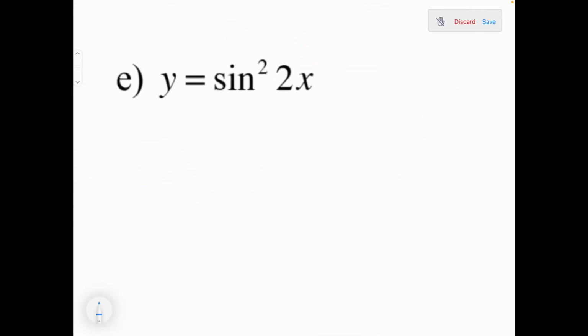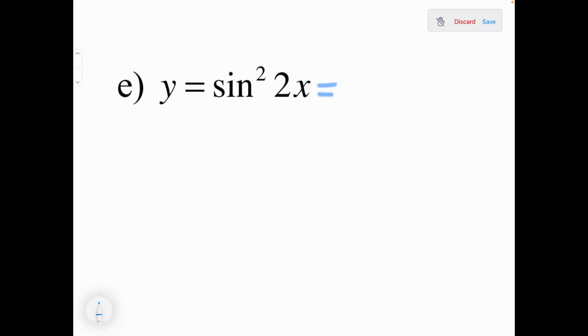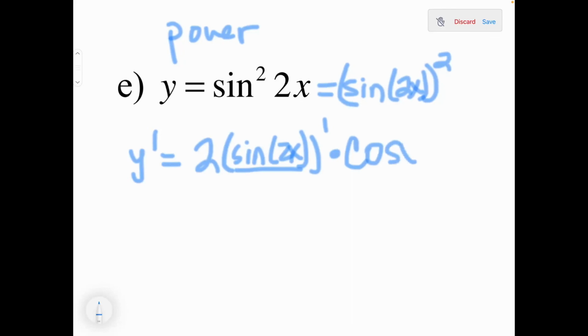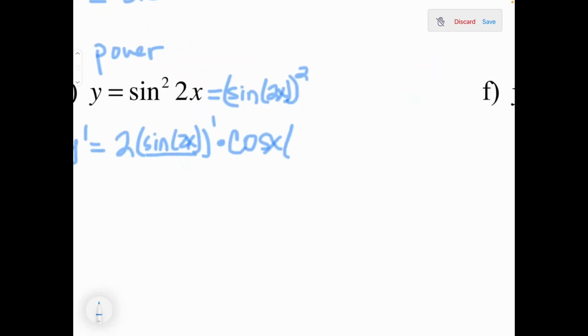Looking at part E, we do have the entire expression being squared again. So we have sine 2x. And that entire thing is being squared. So again, this would be power rule. So to take the derivative, we have something raised to the second power. So the derivative of that is going to be 2 times something raised to the first power. And we're not changing the something inside. And then we're going to multiply that by the derivative of sine 2x. And the derivative of sine 2x would be cosine 2x.